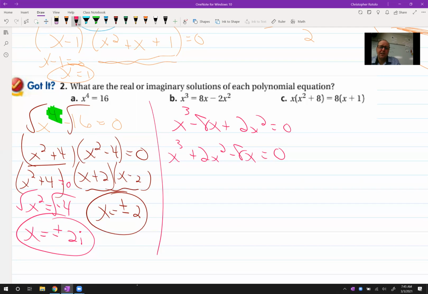And now I need a GCF because I can't really deal with that odd power. That's the big thing. If it's an odd power to get started, there's probably a good chance that we need to do a GCF.